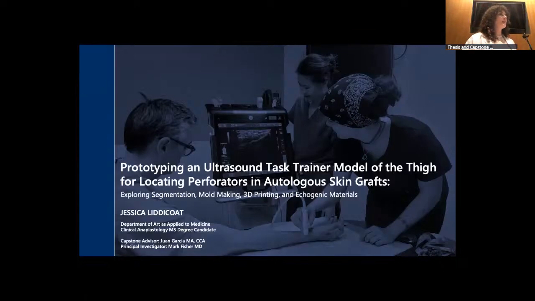Today, I will be talking about my prototyping of an ultrasound task trainer model of a thigh for locating perforators and autologous skin grafts.